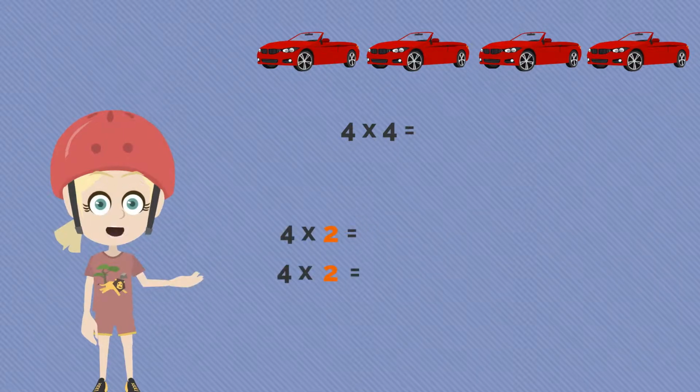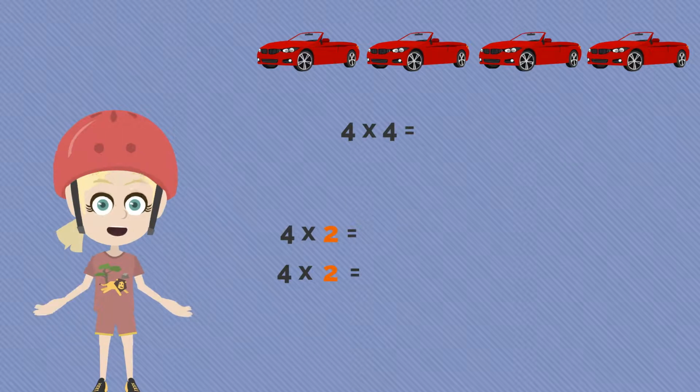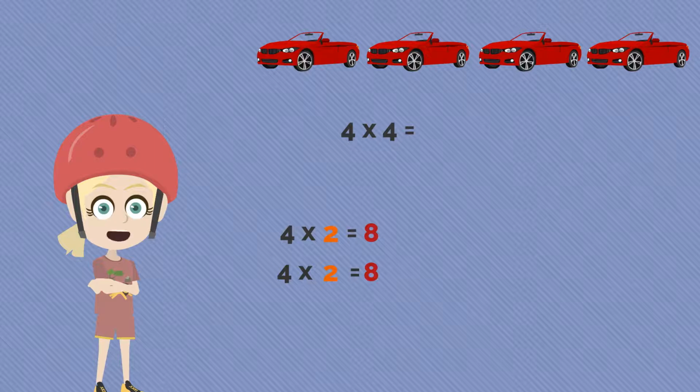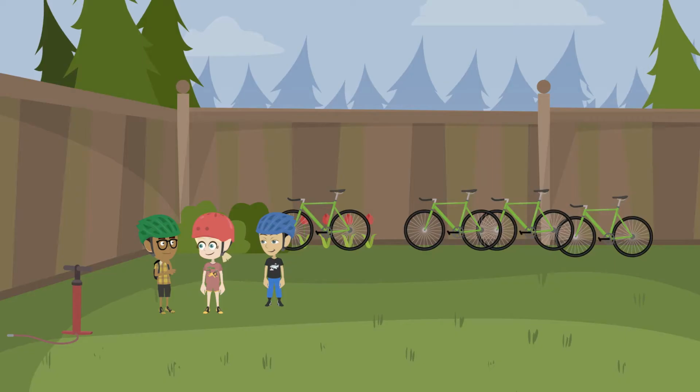Now, the product of 4 times 2 from my 2 times tables is 8. Now, all I have to do is add 8 plus 8. And 8 plus 8 equals 16. So, 4 times 4 is 16. Wow, interesting. Do it with 7 cars.